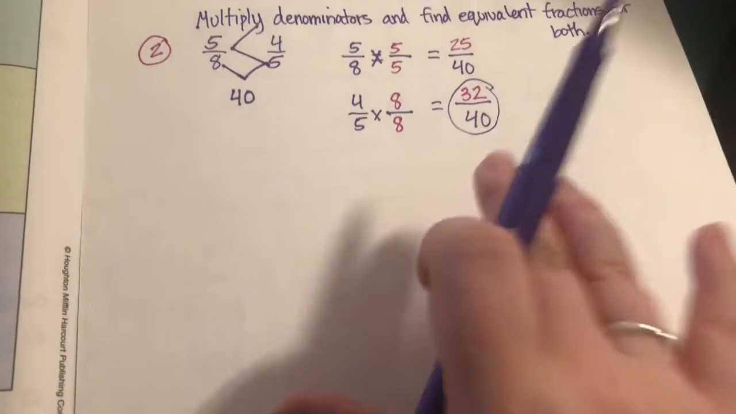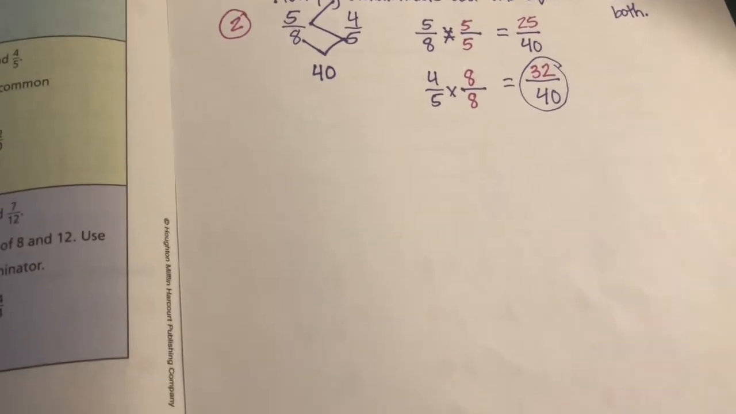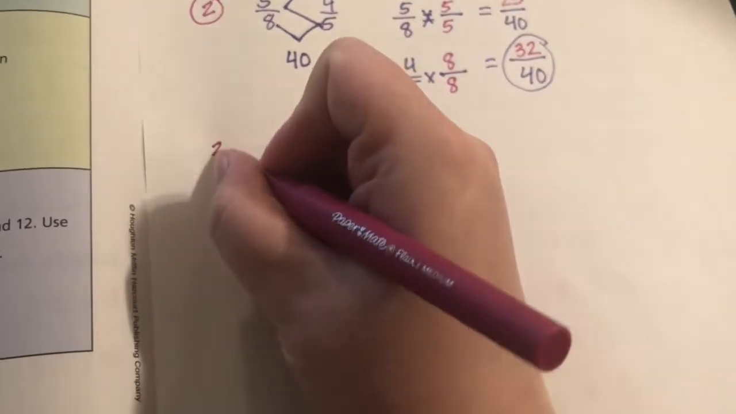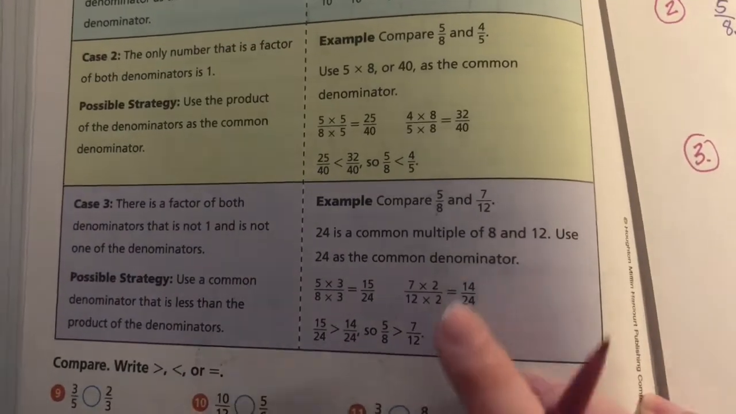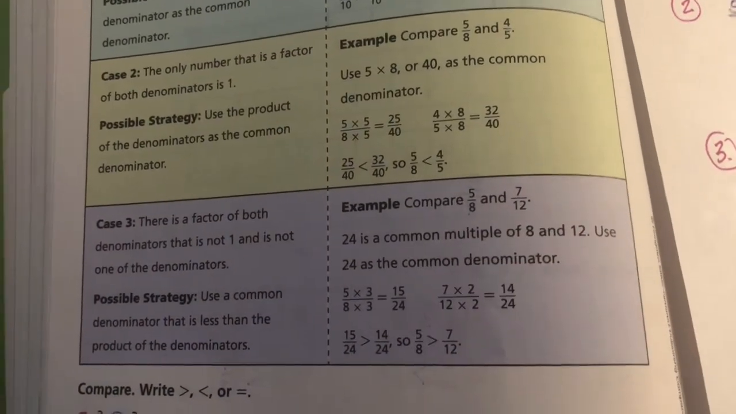Okay, rule number 3, and that's over here. It's the one in purple. You're going to compare 5/8 and 7/12.